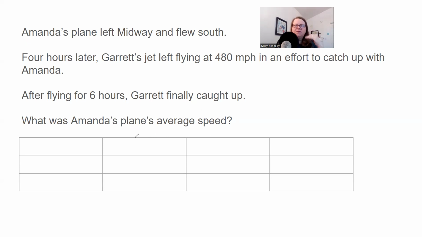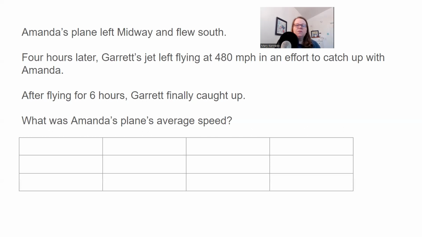Amanda's plane left Midway and flew south. 4 hours later, Garrett's jet left flying at 480 miles per hour in an effort to catch up. And after flying for 6 hours, he finally catches up with Amanda. What was Amanda's plane's average speed?